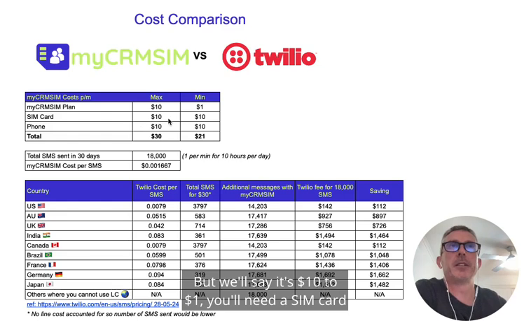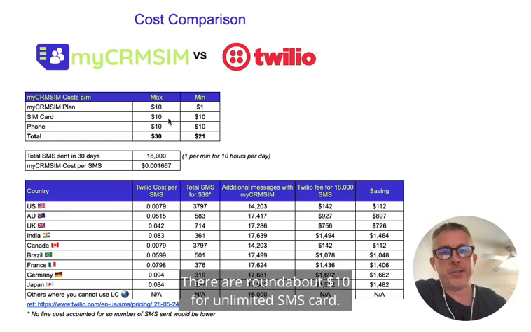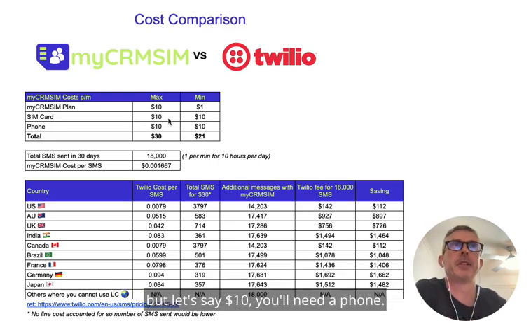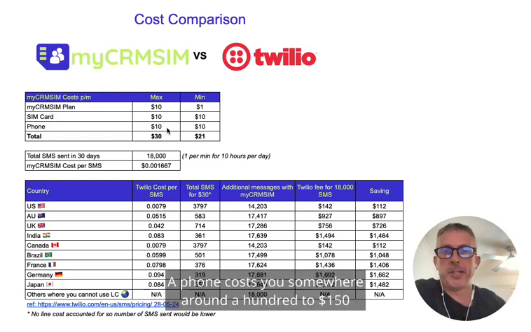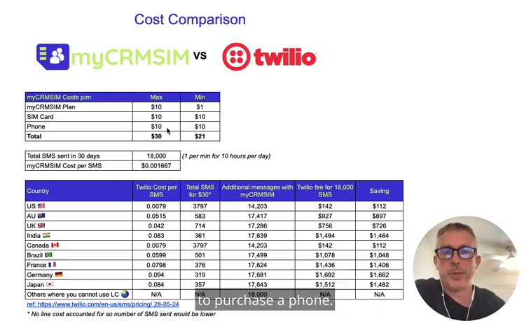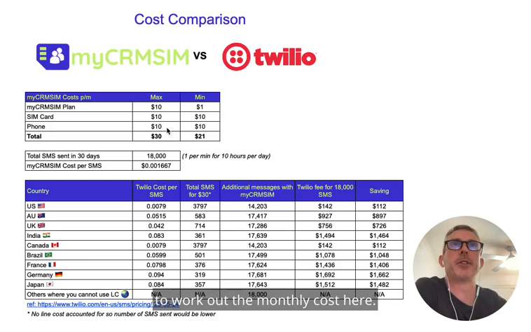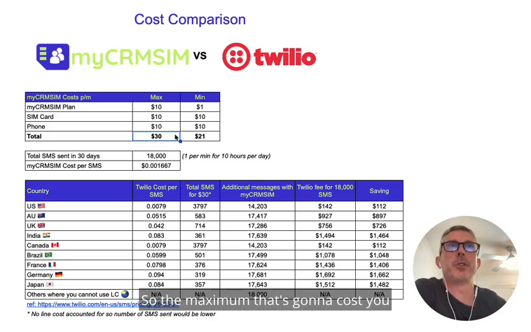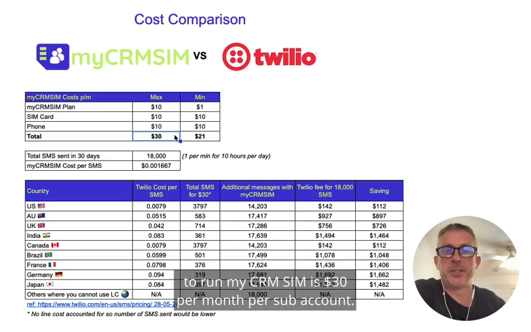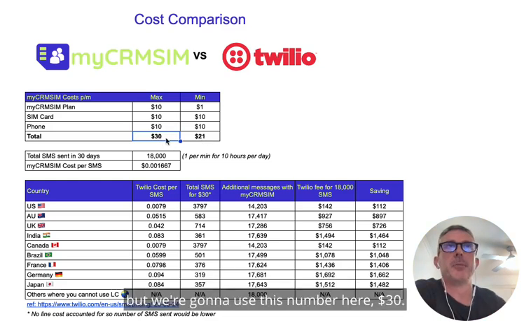You will need a SIM card to run your SMSs through. They're around about $10 for an unlimited SMS card. Could be a little bit more, could be a little bit less, but let's say $10. You'll need a phone. A phone costs somewhere around $100 to $150 to purchase. So we're just going to say that a phone will cost you about $10 per month, because we're just trying to work out the monthly cost here. So the maximum that's going to cost you to run myCRMSIM is $30 per month per sub account. Could be as low as $21, but we're going to use this number here, $30.